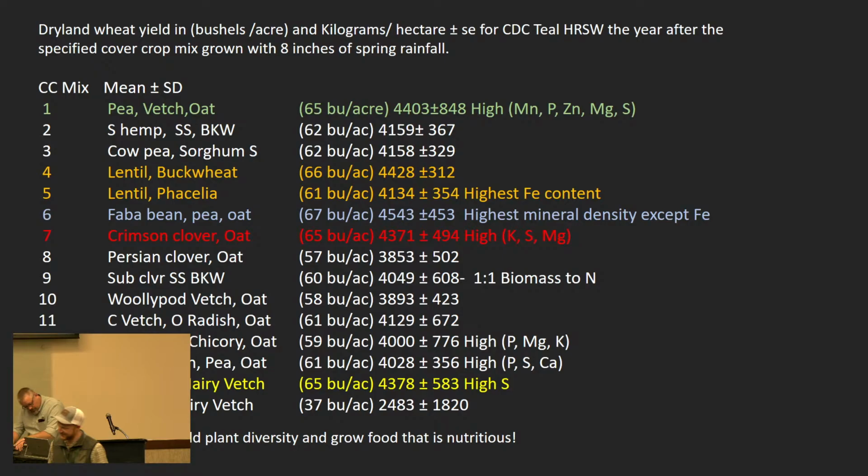Because I'll tell you, no-till doesn't work without crop rotation. So what do we do? Well, cool. Faba beans, peas, and oats were the winner. But we did okay on dry land in that year. We had 8 inches of water, and I still was doing 65 bushel. I'm not going to complain. It's good wheat.